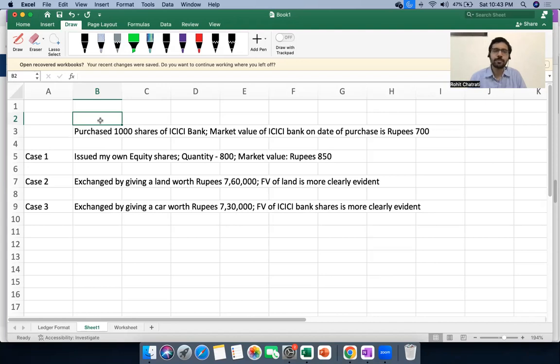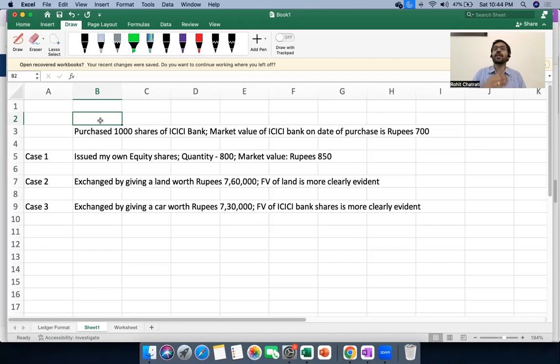Now let's take this example where I've purchased 1,000 shares of ICICI Bank, whose market price on the date of purchase is 700 rupees. So I've purchased 1,000 shares at 700 rupees, which means the fair value of the ICICI Bank shares that I've purchased is 7 lakh rupees, 1,000 multiplied by 700 each.